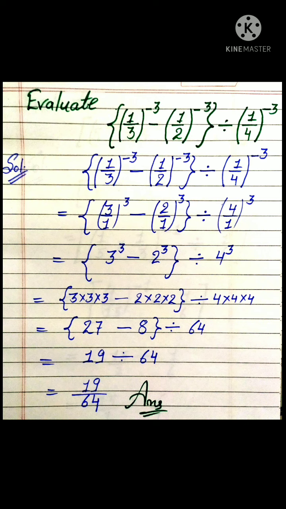Then after multiplication we will get, within a bracket, 27 minus 8, divided by 64. Now after subtraction we will get 19 divided by 64, which can be written as 19 upon 64. This is our final answer.